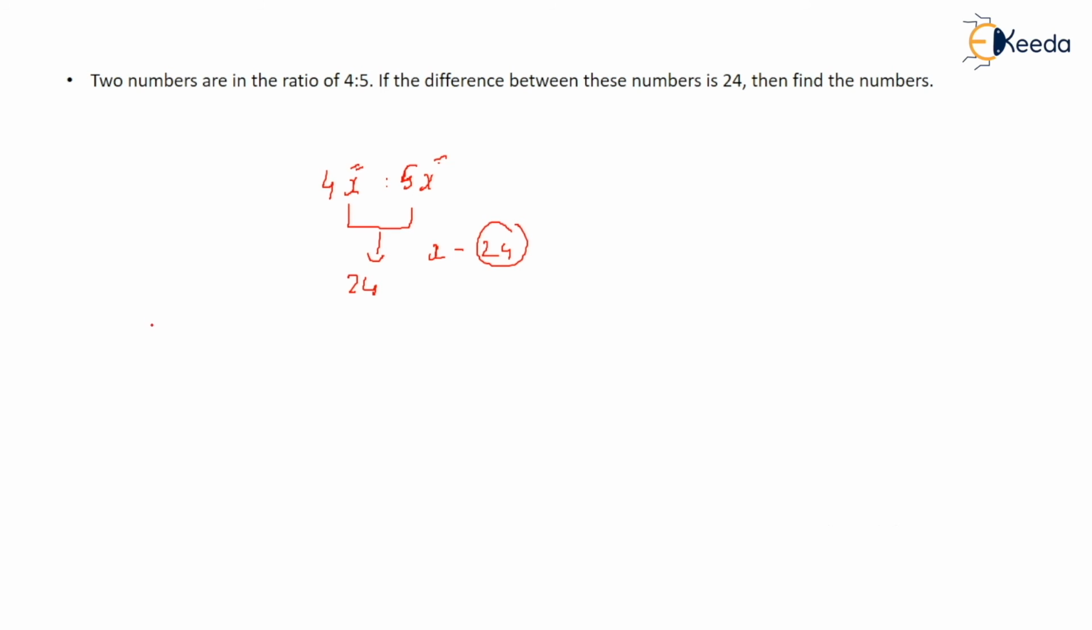So you can simply put the value here: 4 into 24 comes out to be 96. The first number is 96 and the second number is 5 into 24, which comes out to be 120. The second number is 120. So this is how you find out the numbers.